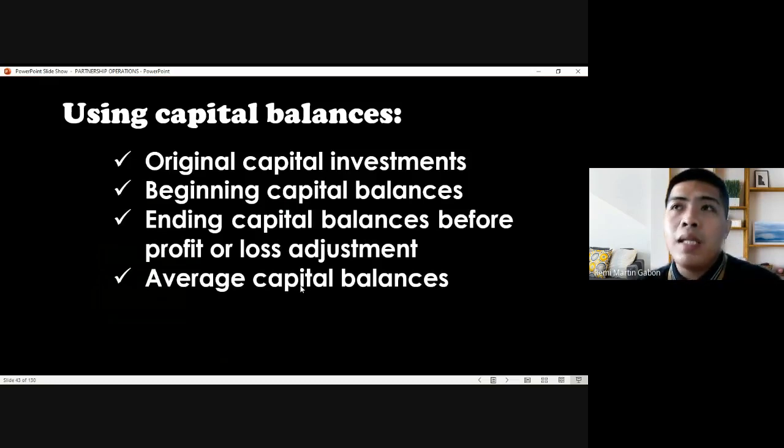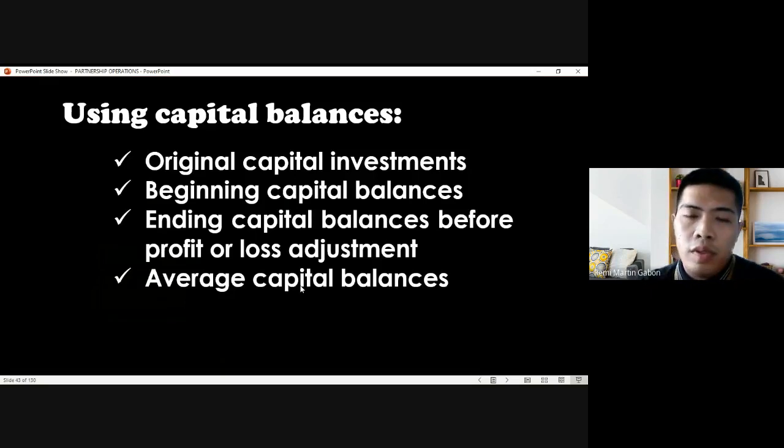Average capital balance, later on we can discuss simple average and weighted average. There's not so much explanation with simple average because it is only like 1 plus 1 over 2. Beginning balance plus ending balance over 2, and you arrive at the simple average. But for the weighted average, we use a different method. Later, we're going to apply it with problem solving.